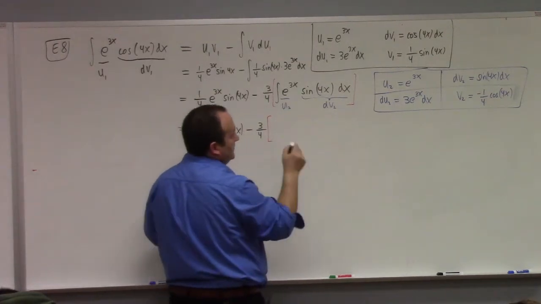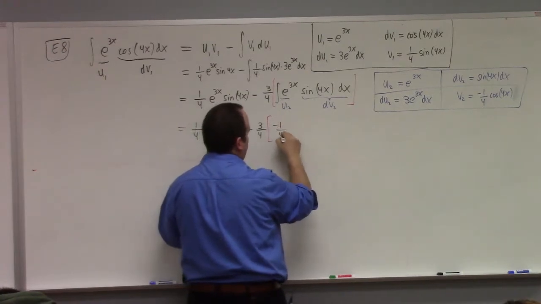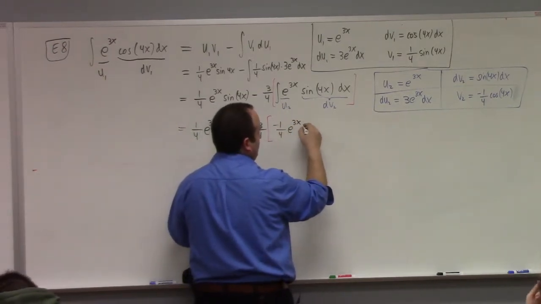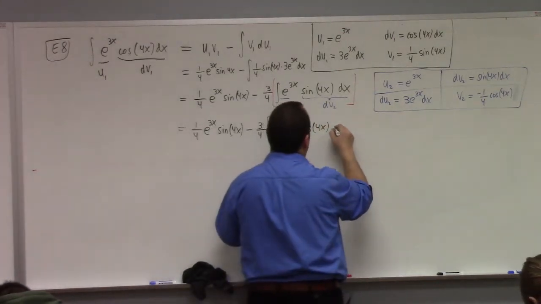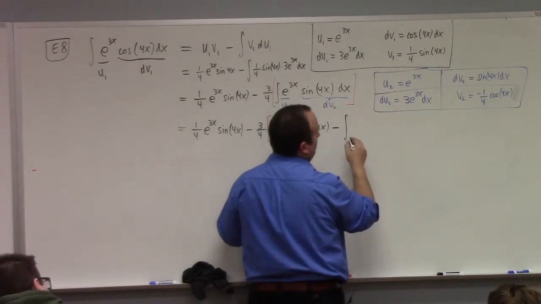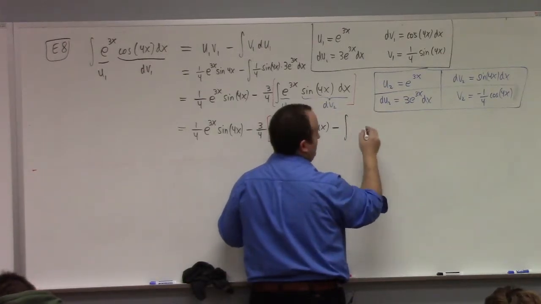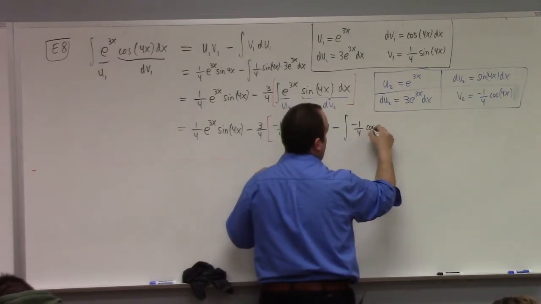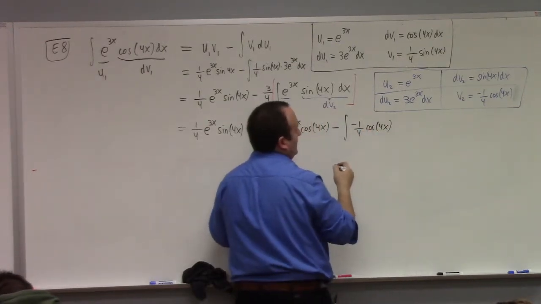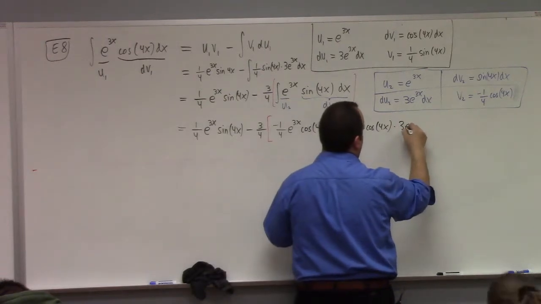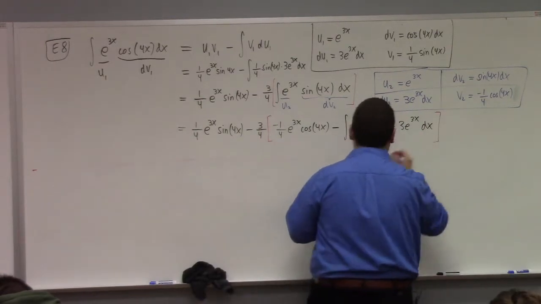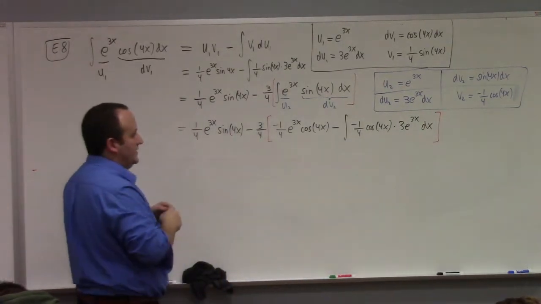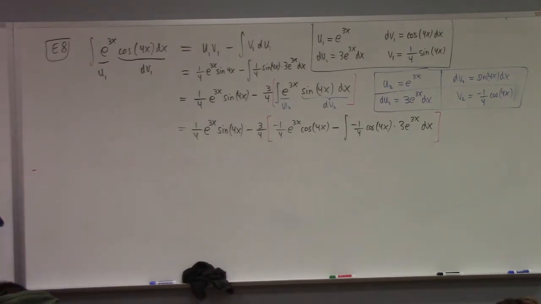And I'm supposed to do u2 v2, which is minus 1/4 e to the 3x cosine of 4x. All right, and then minus the integral of v2, which is minus 1/4 cosine of 4x, du2, which was 3 e to the 3x dx. Again, we have 1, 2, 3 minus signs multiplied together.